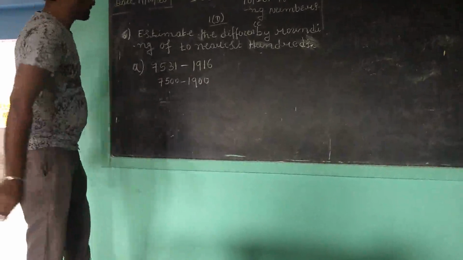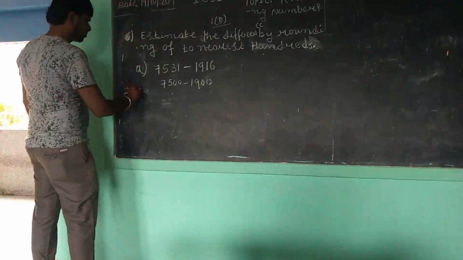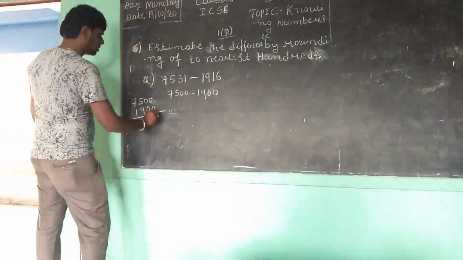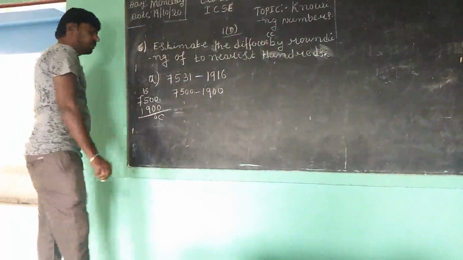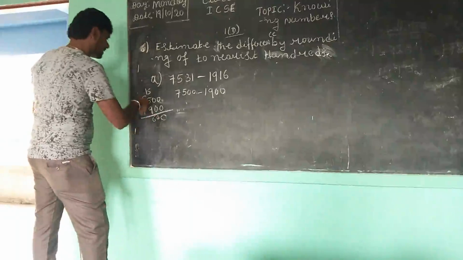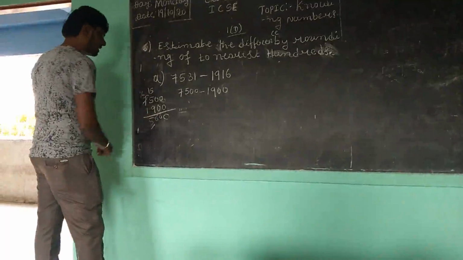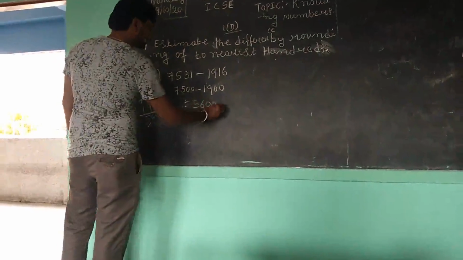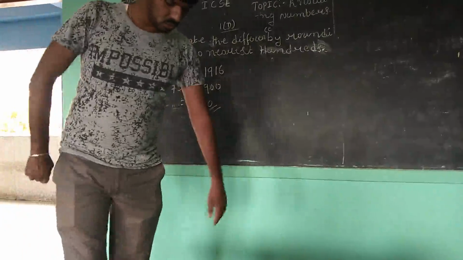Children, now we can subtract 7,500 minus 1,900. You want to subtract, children. So 5 minus 9 cannot be subtracted, children. You want to take carry. 15 minus 9 is 6, children. Correct? 6 minus 1 becomes 5, children. So what is the answer here also? 5,600. Correct, children?